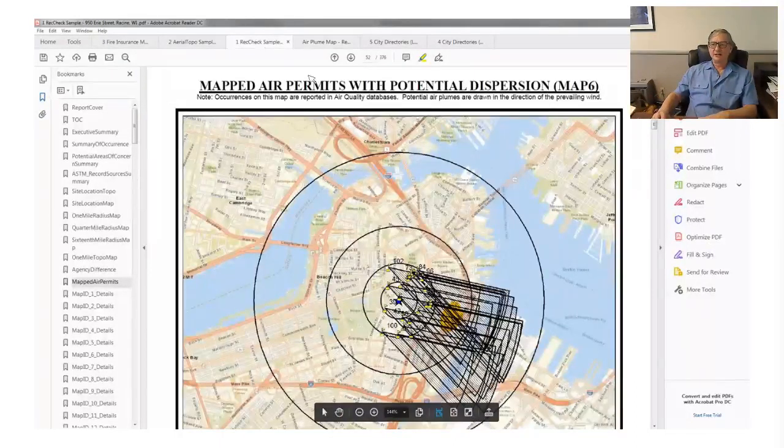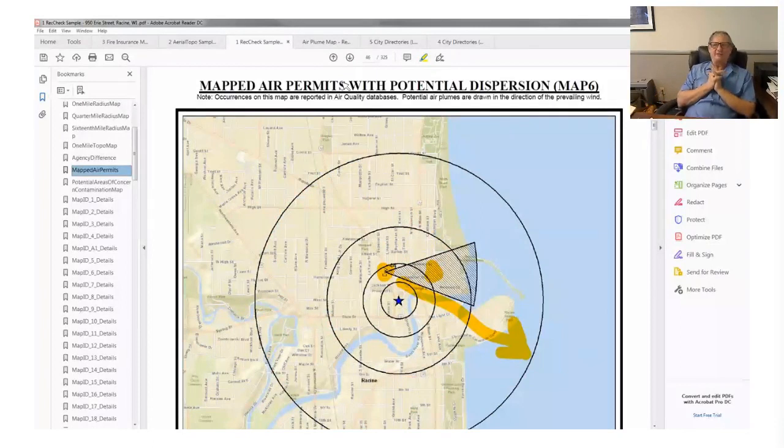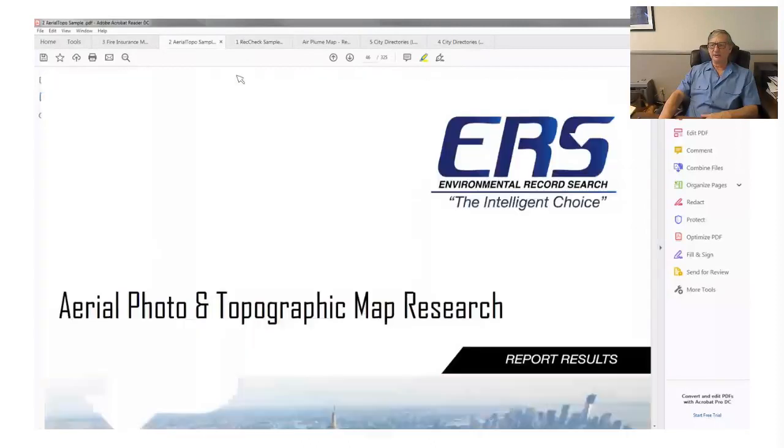But in any case, we got off subject. So we picked up a lot from the RecCheck or radius search report within our report. We could probably already draw a conclusion just based off the radius search report, and we haven't looked at everything or reviewed everything, that the potential for vapor intrusion is there. But I'm not done yet. We've got a whole lot to review. So let's go ahead and review the next thing. And I kind of like to do these in order because I'm building a picture of the site, right? So let's do aerials and topos.